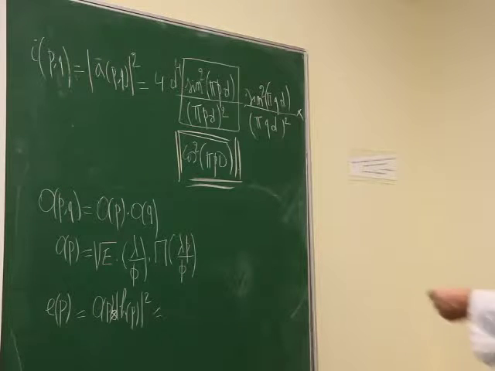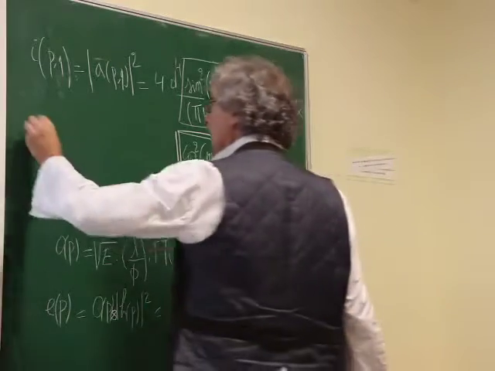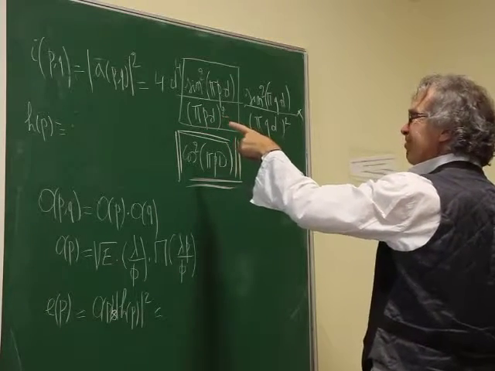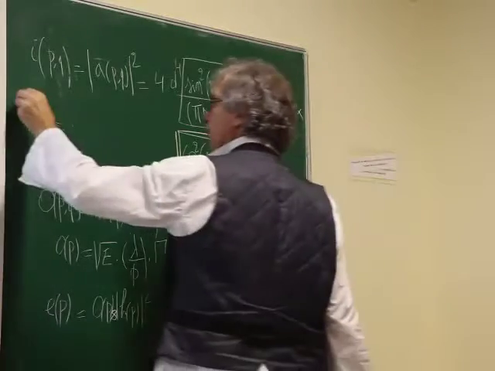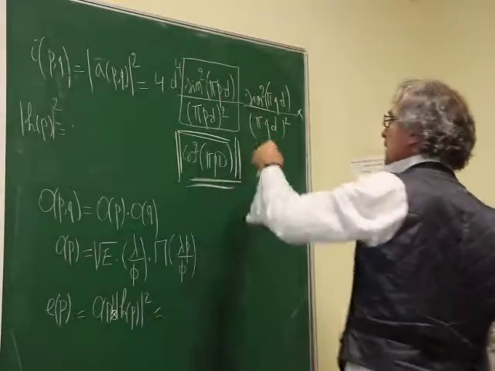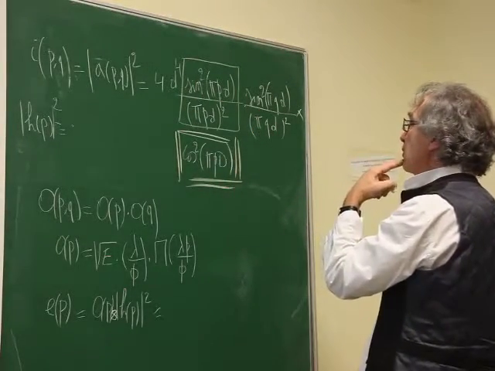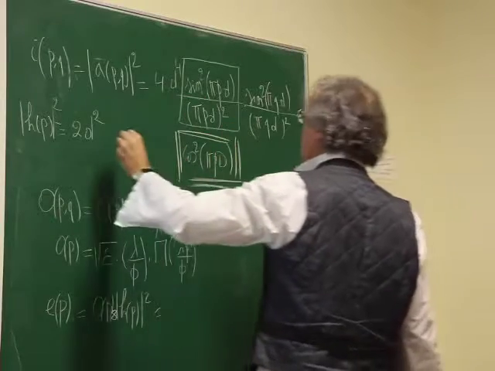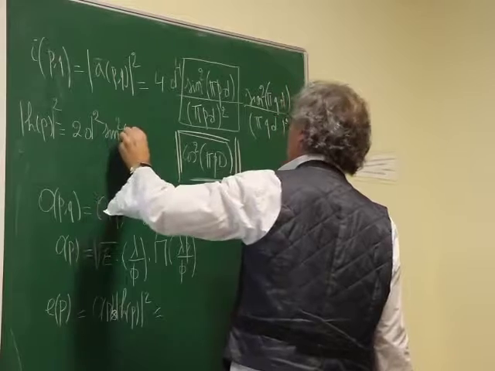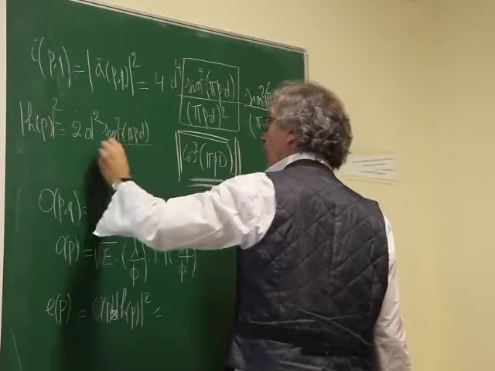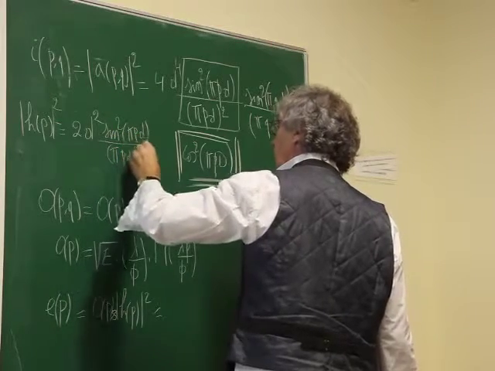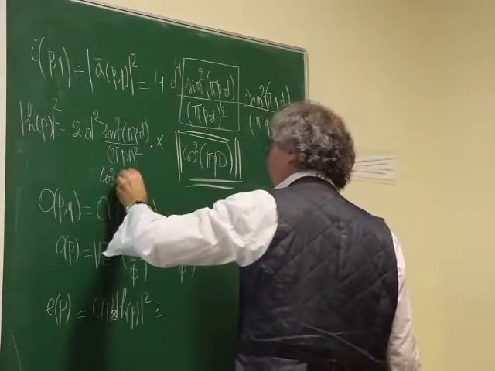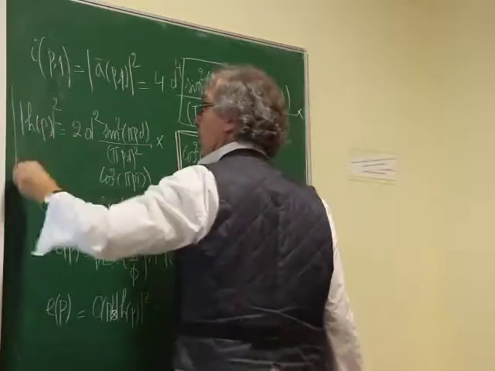So I should write it now, what it will be. So HP, in a similar way, could be represented by HP square, by the square root of that, but keeping the information along the direction of the P. So you would say, well, it's 2 times d at the power 2 times, of course, sine square of pi pd over pi pd square times the cos square of pi pd. Okay?